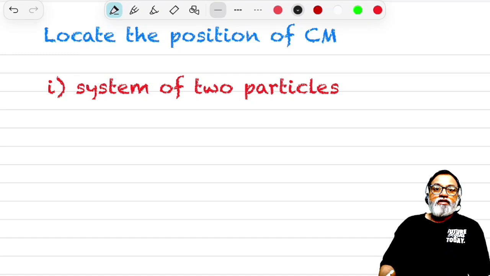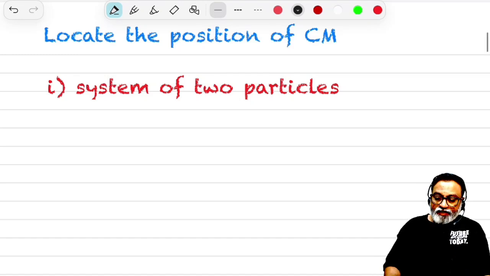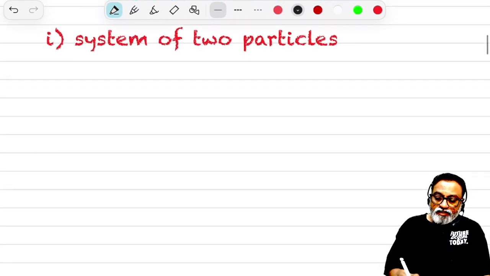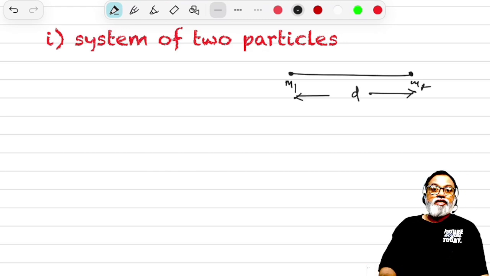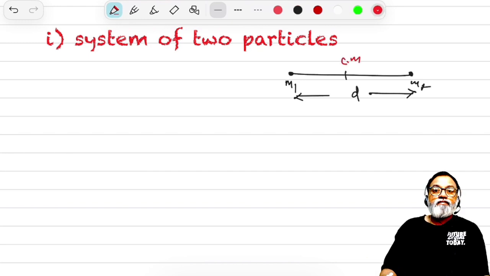See here, locate the position of center of mass in a system of two particles. In a system, there are two particles, M1 and M2. These two are separated by distance d. For this system, this is the center of mass. Therefore, the distance of center of mass from the first particle is R1, and this one is R2.